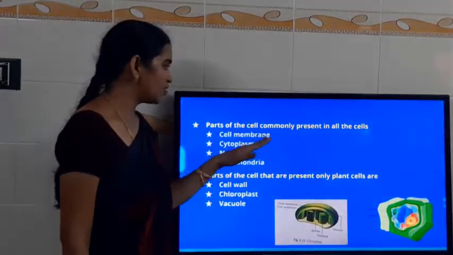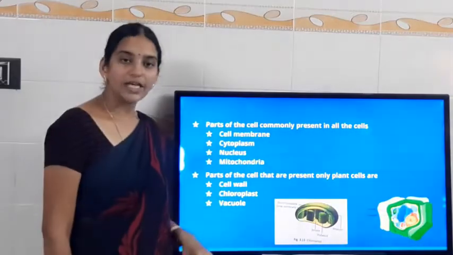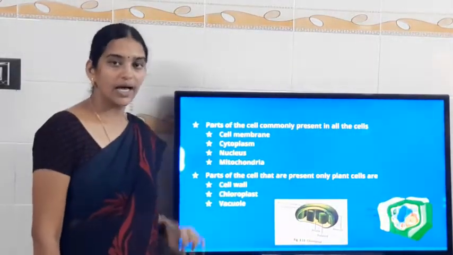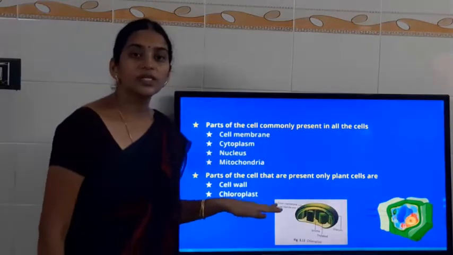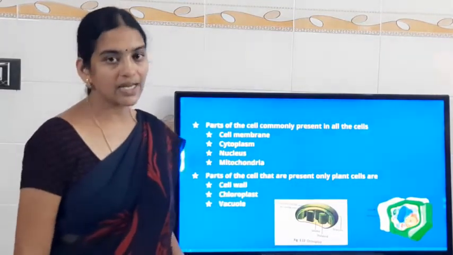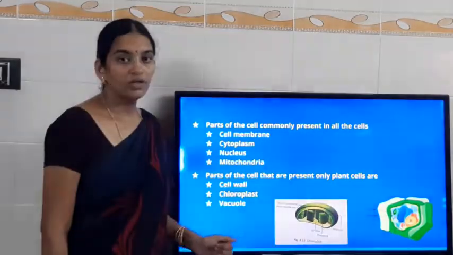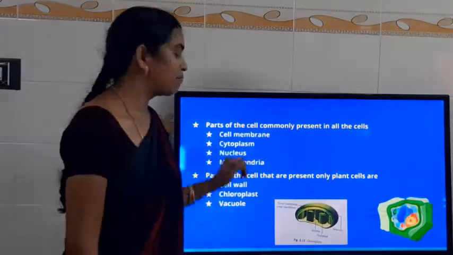Some parts of the cell which are commonly present in all the cells are cell membrane, cytoplasm, nucleus and mitochondria. But some parts of the cells which are present only in plants are cell wall, chloroplast and vacuole. First, we will know about this cell membrane.